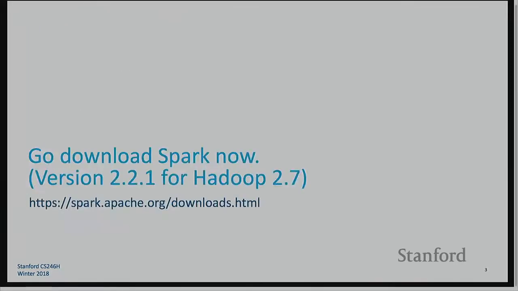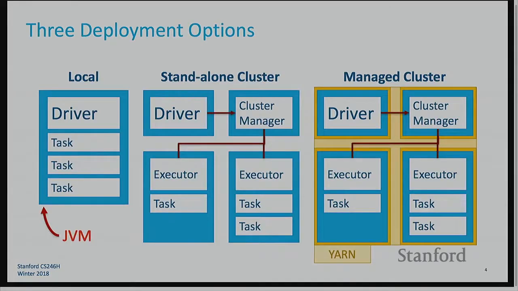All right. So first of all, if you don't already have Spark, go download Spark. The version that you want is 2.2.1 for Hadoop. It's just the version you want. All right, moving on. So Spark comes in three flavors of deployment. There is what you are doing, which is local only, meaning that it is a one node instance running in a single JVM. You're just goofing around on a laptop.